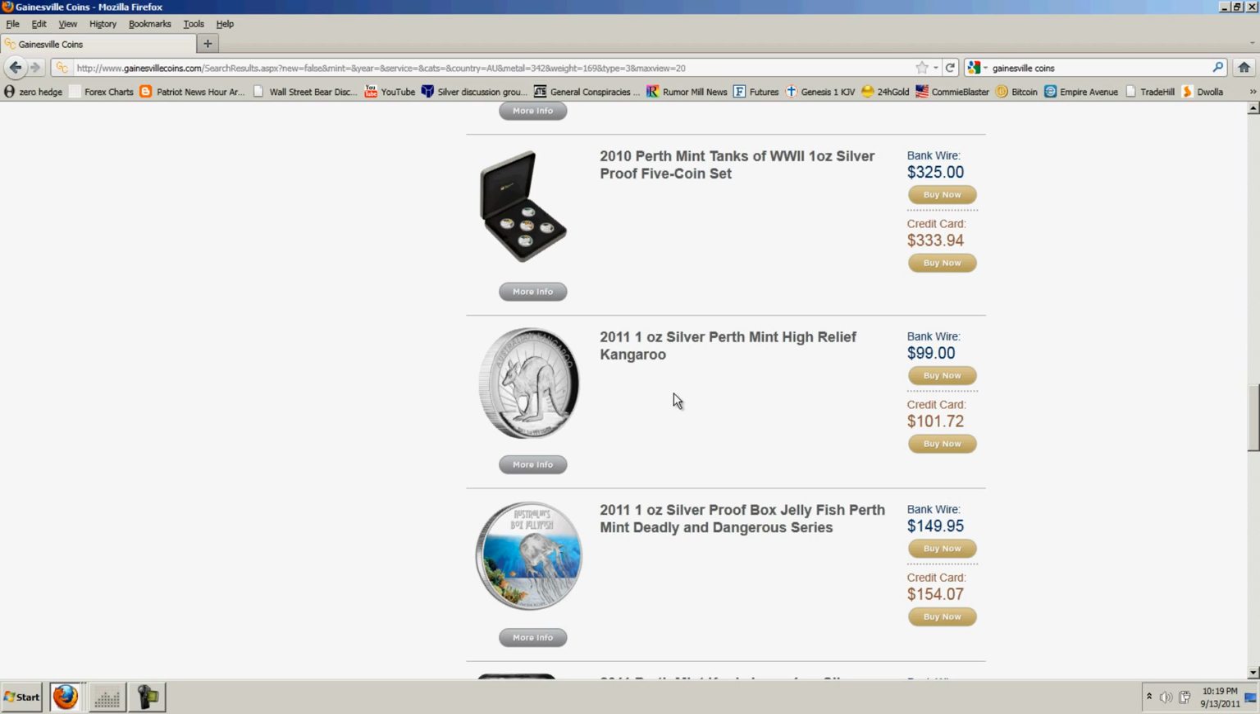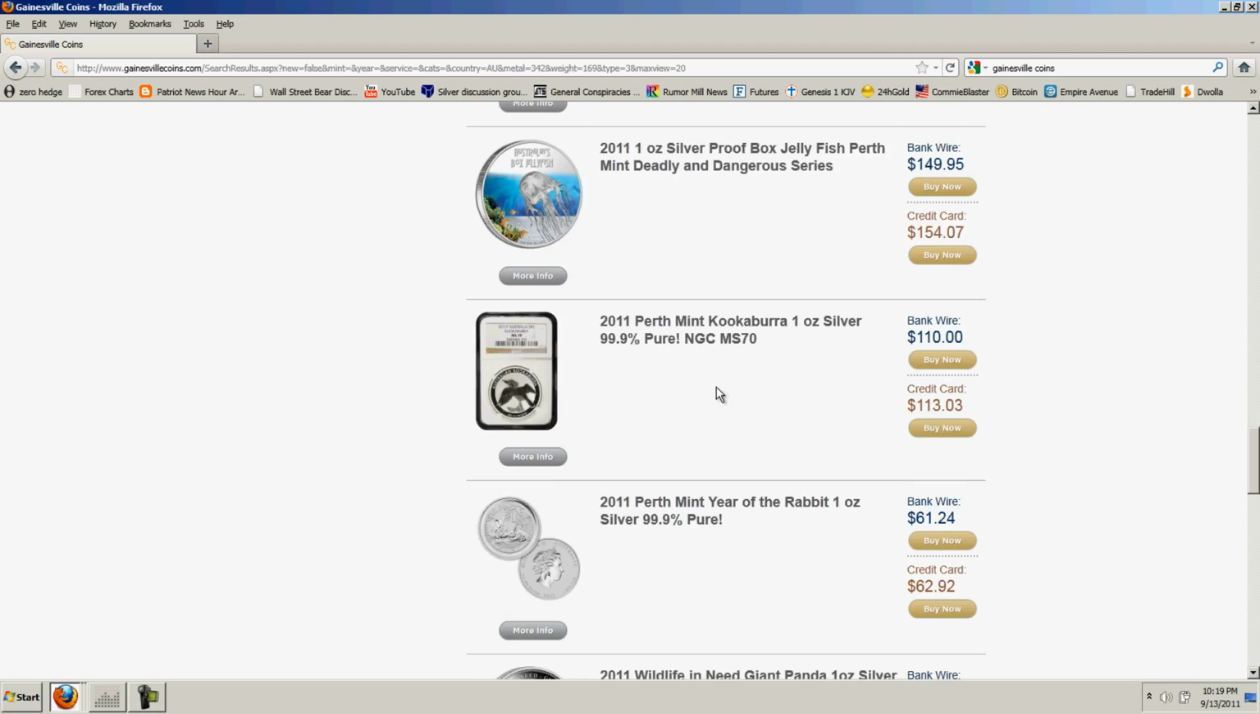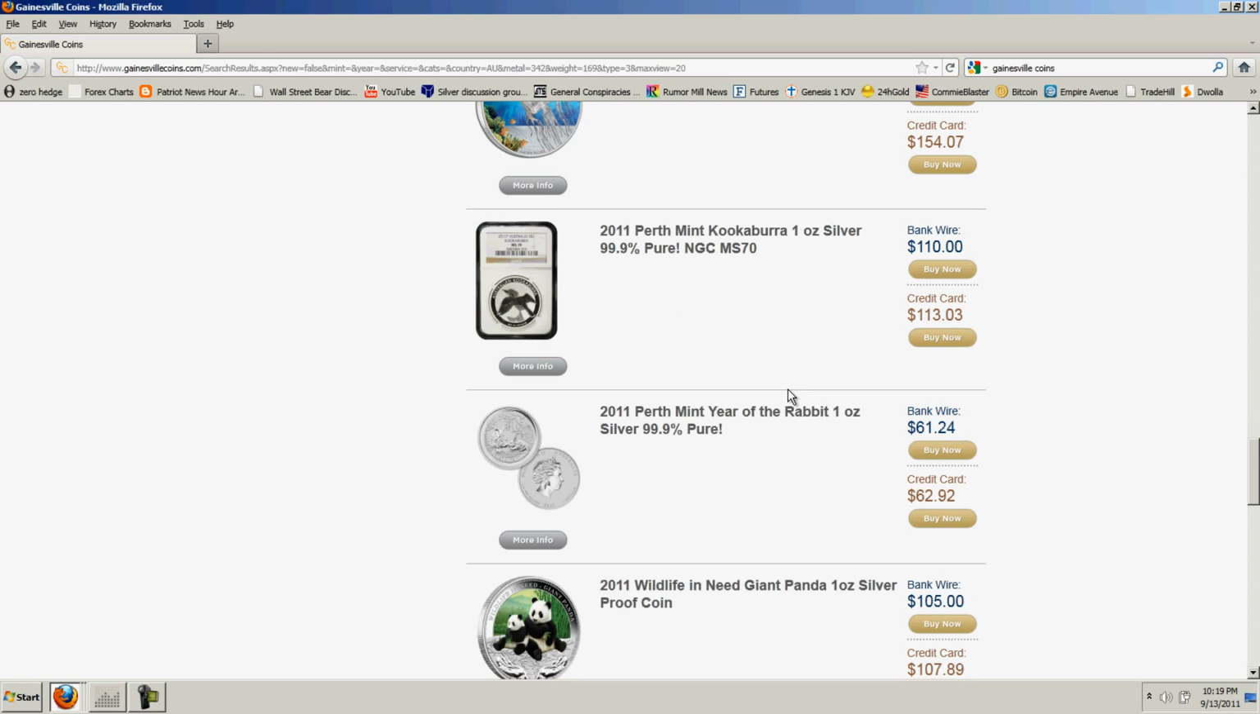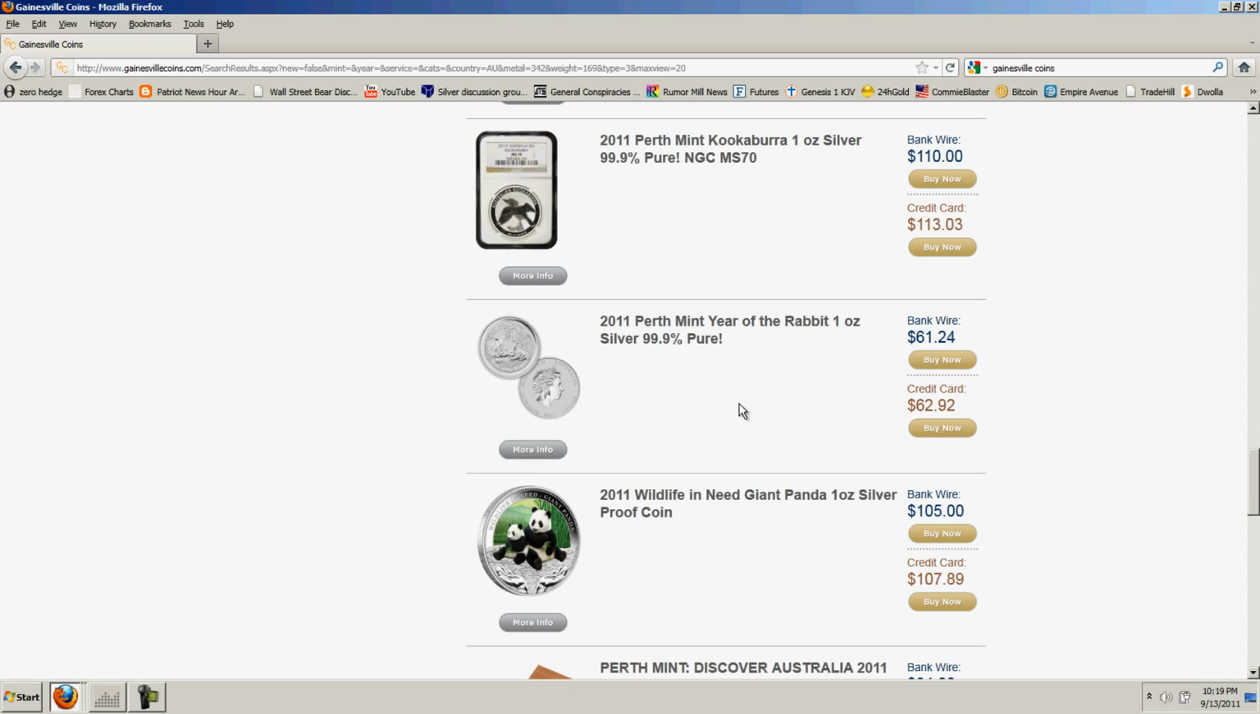So apparently this is a proof coin, so we have to throw that one out. That's not legit either, and that's over $100. So here we go. Here's our first real bullion coin that we have here.